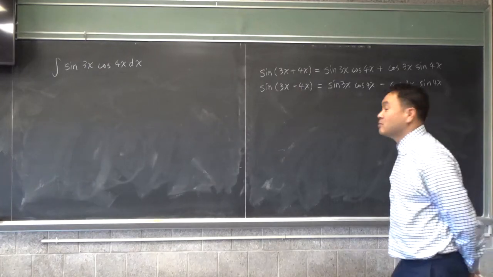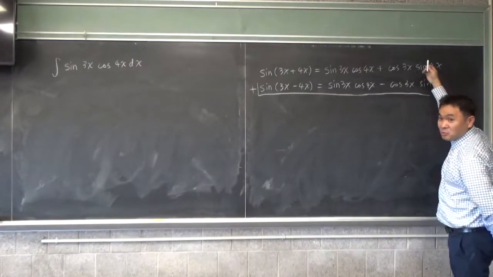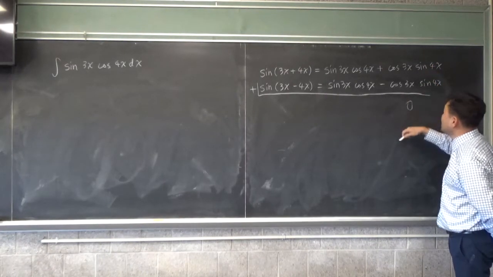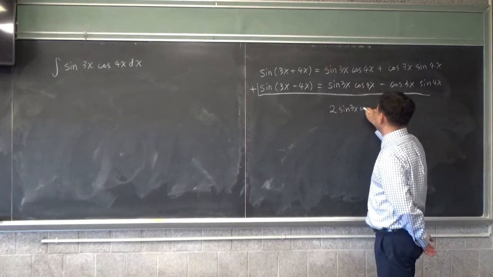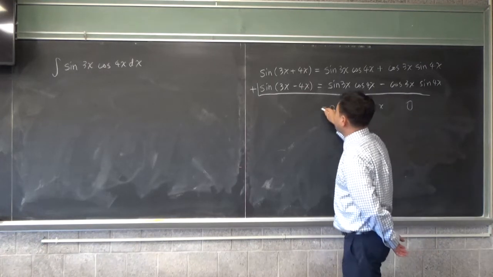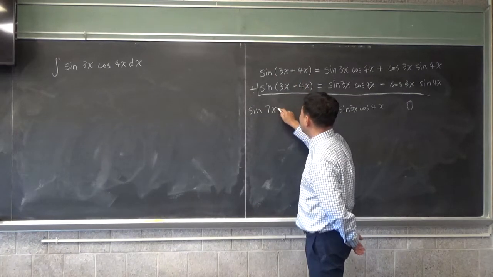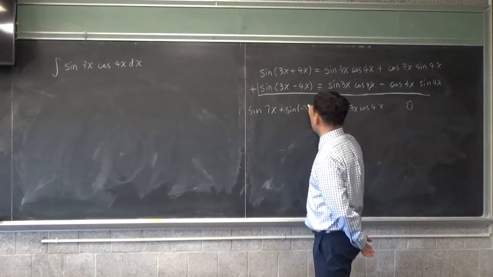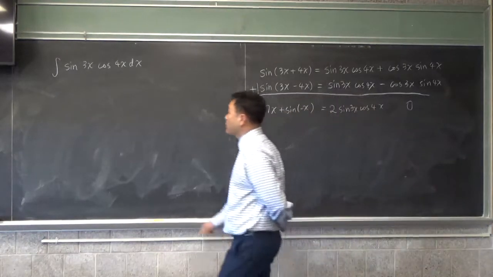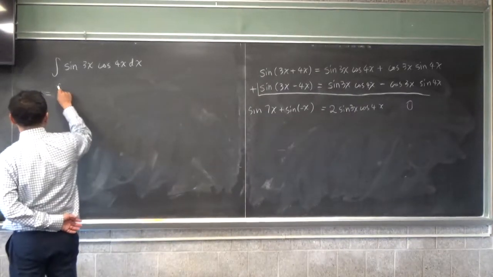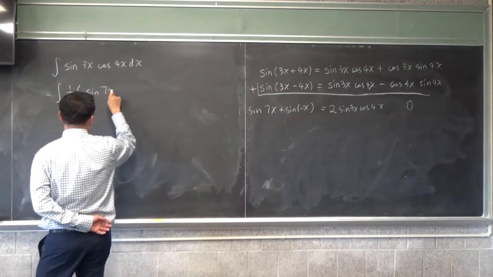Yeah? Can you just cancel? You just add them. Yeah, you just add them and it will cancel this part. Right? This is plus, that's minus, so that's going to cancel. On the other hand, these are the same, so it's going to double. And this one is just the sum, which is sine of 7x plus sine of negative x. And finally, you just have to divide by 2. So here's what you get. You end up with the integral of 1/2 of sine of 7x.